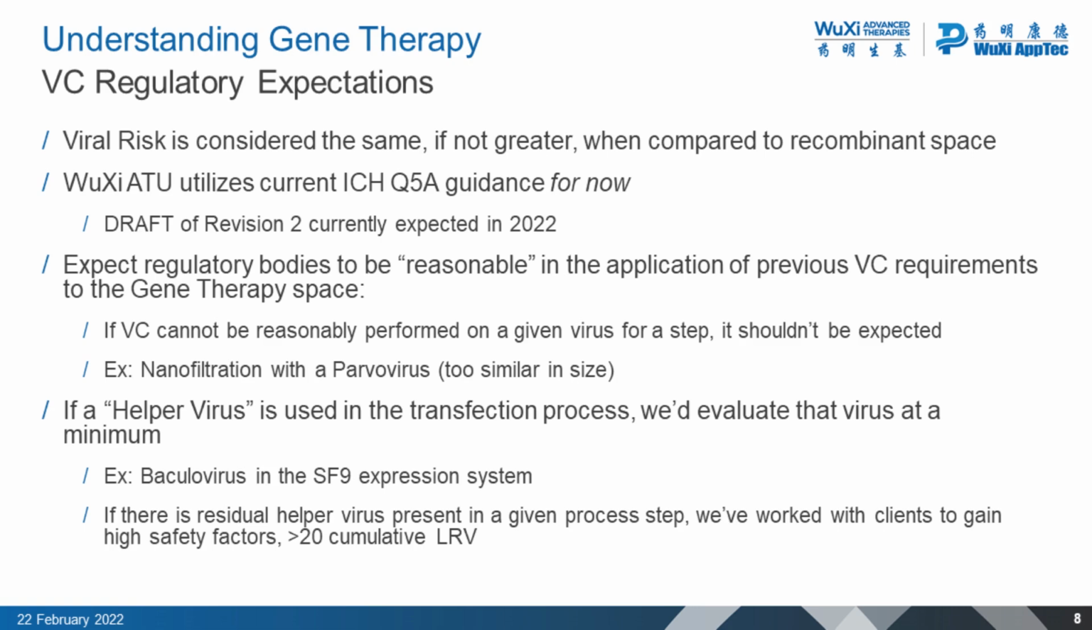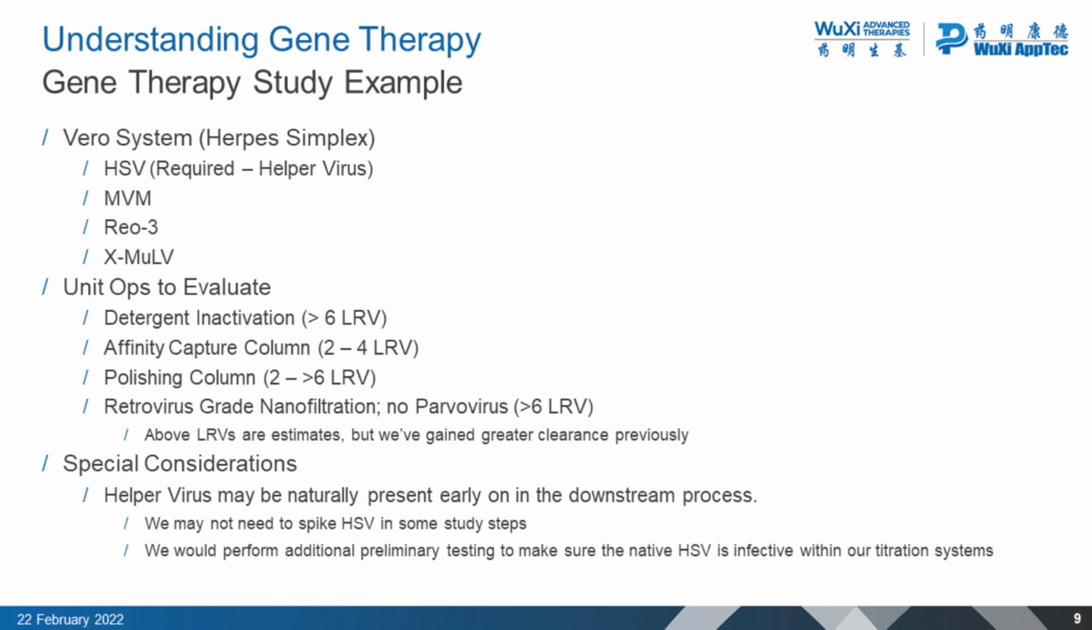And if there is residual helper virus present in a given process step, such as a pre-capture heat inactivation or detergent inactivation, we do work with clients to gain high safety factors to demonstrate a greater than 20 cumulative log reduction factor. For some examples of gene therapy systems, the Vero system that uses herpes simplex or HSV. HSV is required to be evaluated as it is the relevant helper virus.